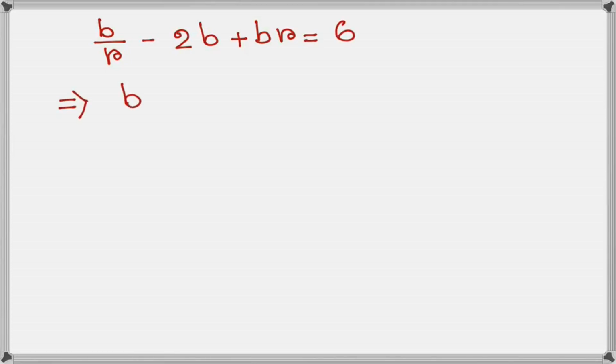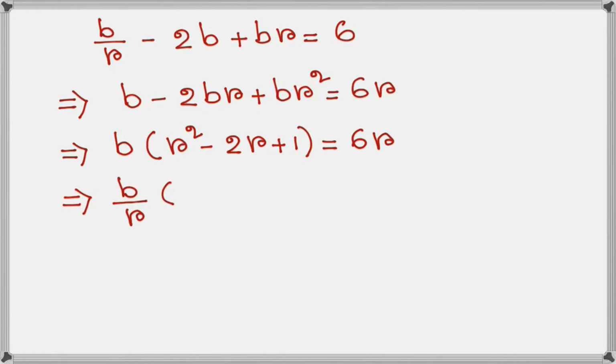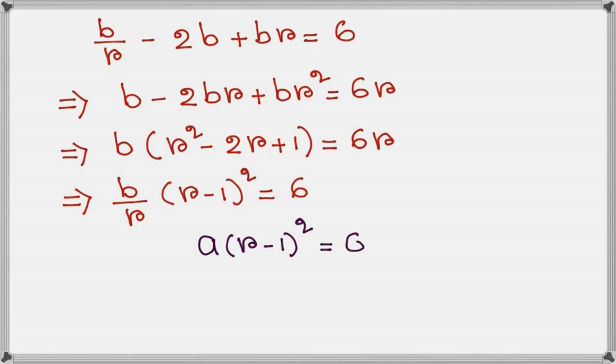That is B minus 2BR plus BR square is equal to 6R. We can write it as R square minus 2R plus 1 into B is equal to 6R. So, B by R into R minus 1 whole square is equal to 6. We could divide by R because we know R is non-zero. Now, recall that B by R is equal to A. Therefore, we have A into R minus 1 whole square is equal to 6.